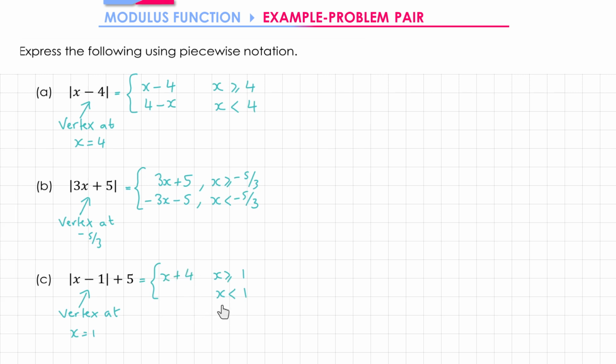It's a bit more complicated when x is less than 1, because that makes the modulus negative. That means in here, what we really have is 1 minus x. Let's just write down a calculation at the side. Here we're going to have 1 minus x plus 5. So we have 1 plus 5 is 6, and then we have a minus x.